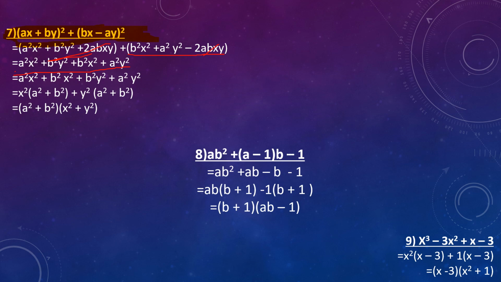The another one is ab square plus a minus 1, and outside the bracket it is written b. Children, it doesn't make any difference if you write b before the bracket or after the bracket. It means you have to multiply this bracket a minus 1 by b. It is not with 1. Don't get confused that this b is with 1. No, this b is with the bracket a minus 1 in multiplication. So we multiply in the next step. We will get ab square plus ab minus b minus 1.